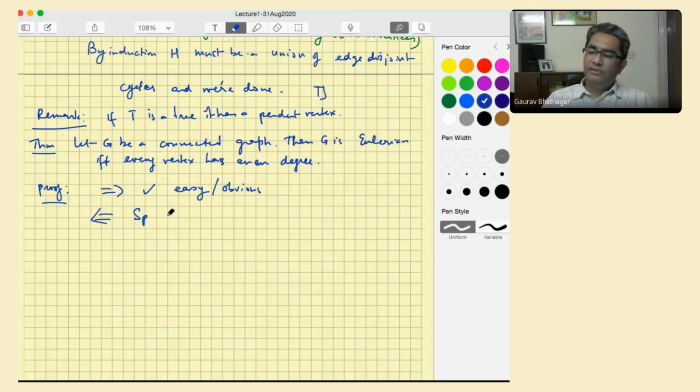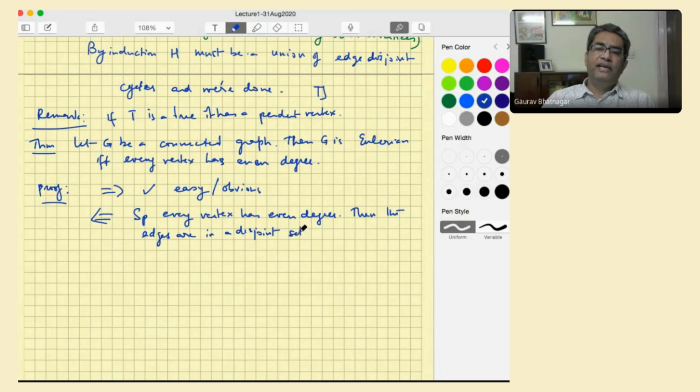So suppose every vertex has even degree. Okay, then the edges are in a disjoint set of cycles.